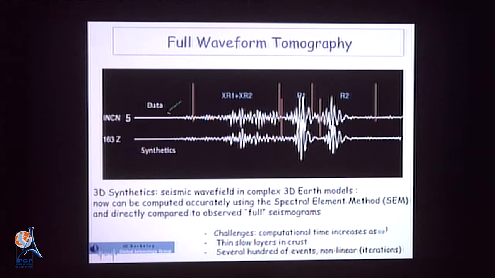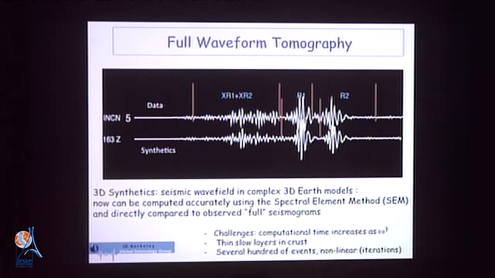And then, of course, this is a very nonlinear problem. You need many iterations. You need hundreds of events to be able to improve imaging. So much for a kind of technical background. I'm now going to show you some results.